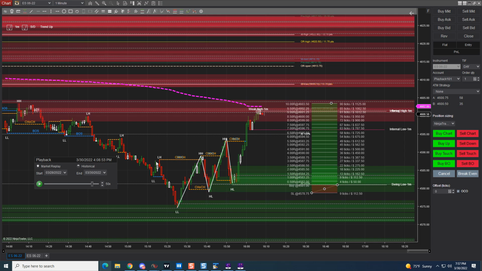You wait, right? So I mean, could you have made money here? Yeah, you did. But when this happened and this happened, would you have been a little bit concerned? Well, of course you would. But if you're patient and you wait for it here, once you got in here, it was never threatened. Here's the break of structure.